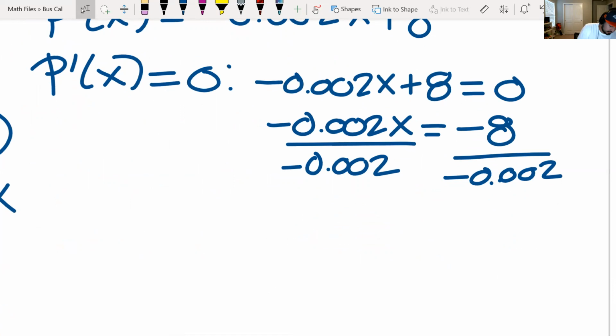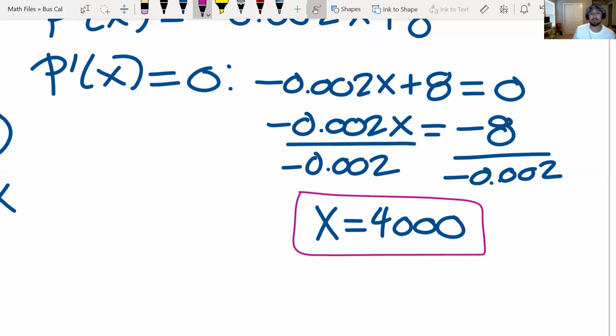And 8 over 0.002, we get that x equals 4,000. 4,000 what? So again, this answers one part of the question. This means that in order to maximize profit, we need to make 4,000 markers. So 4,000 markers will maximize profit.